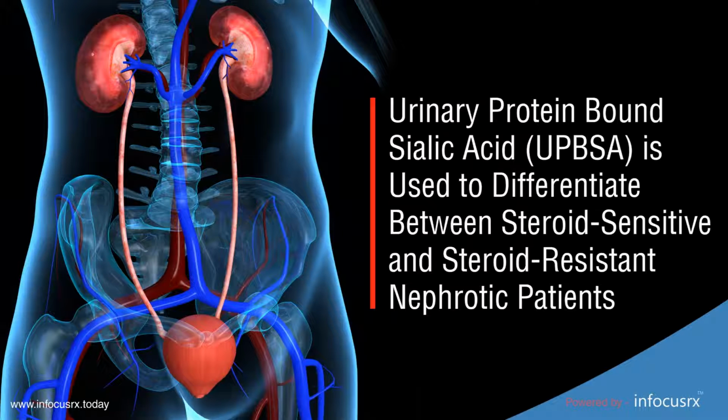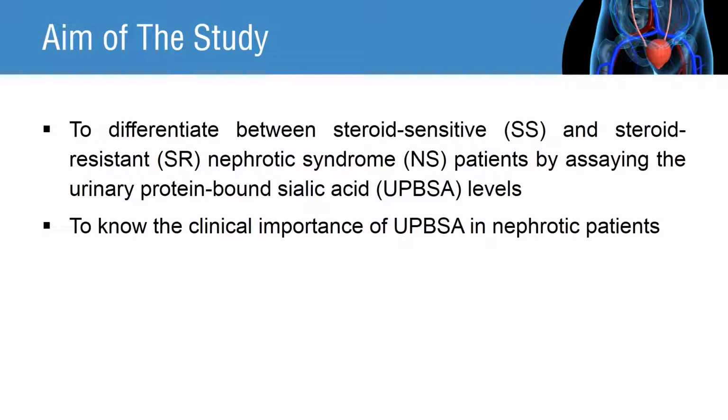Urinary protein-bound sialic acid, UPBSA, is used to differentiate between steroid-sensitive and steroid-resistant nephrotic patients. The aim of the study was to differentiate the nephrotic patients with steroid sensitivity and steroid resistance. This was done by assaying the urinary protein-bound sialic acid levels. The study also aimed to demonstrate the importance of urinary protein-bound sialic acid in the nephrotic patients.